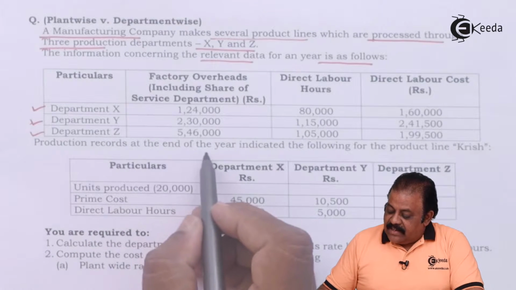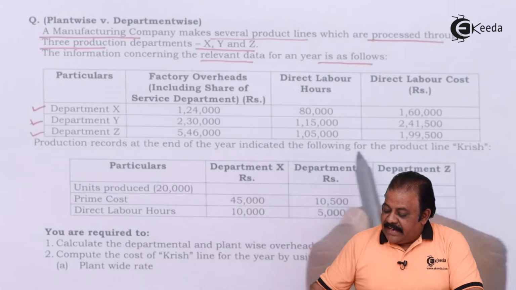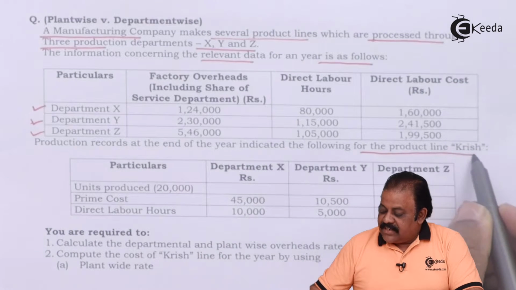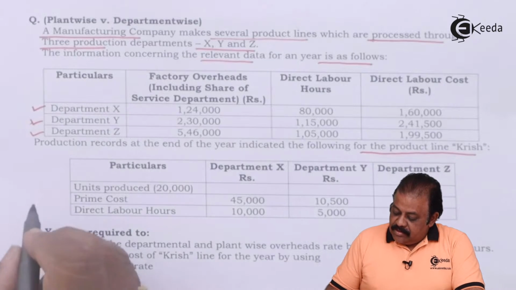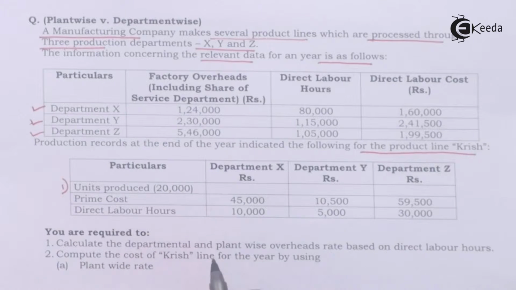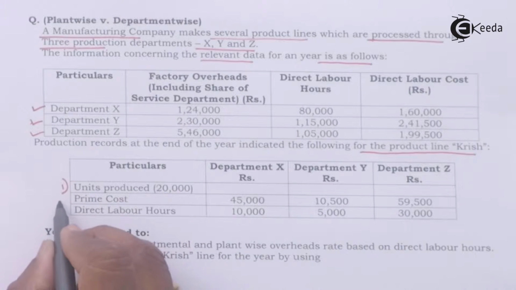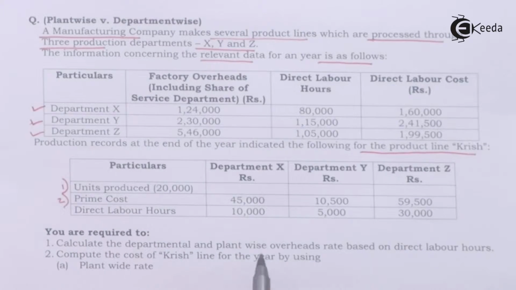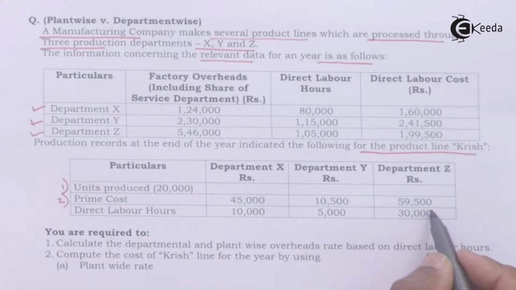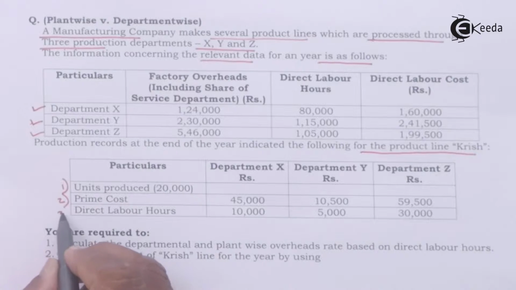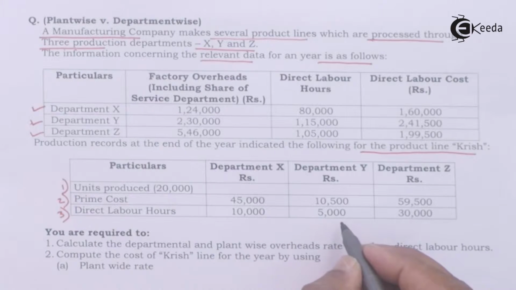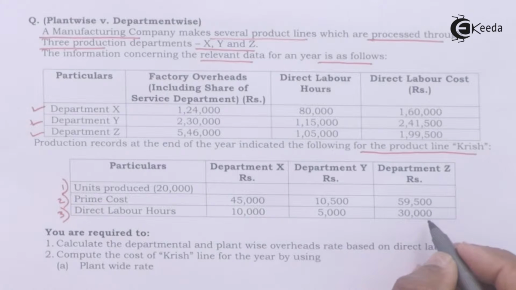Production records at the end of the year indicated the following for the product line Krish. Units produced 20,000, prime cost 45,000, 10,500, 59,500, direct labor hours 10,000, 5,000 and 30,000.